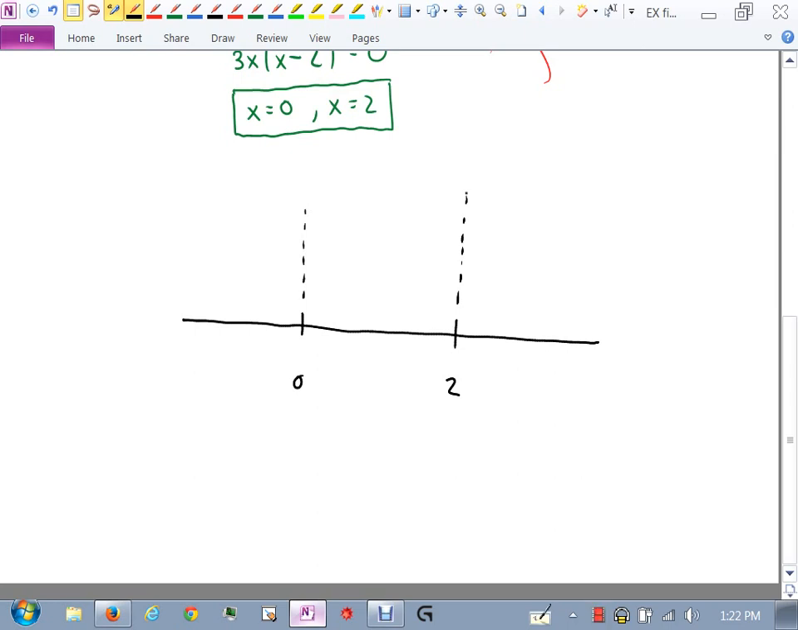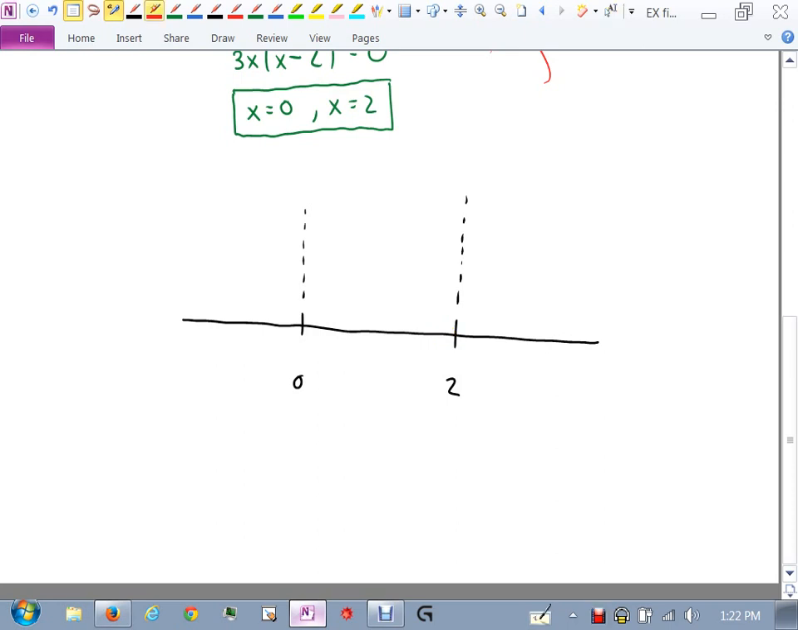I have everything to the left of 0, everything in between 0 and 2, and everything to the right of 2. My question is, what is the function doing in each of those sections? I know what's happening at 0 and 2. At 0 and 2, the derivative is 0, right? I have a flat tangent line, but I don't know what's happening to the left and right.